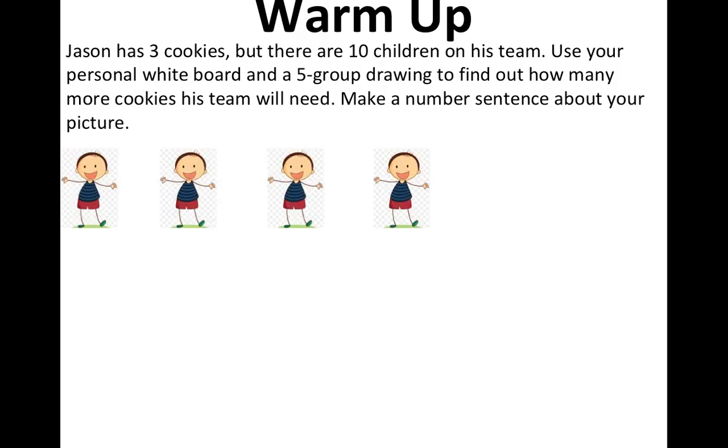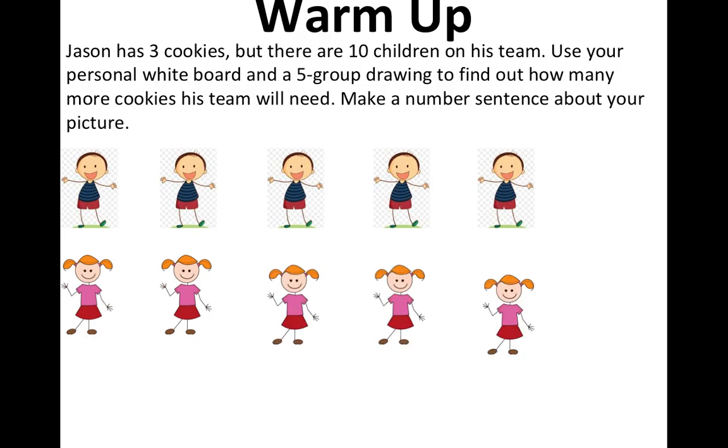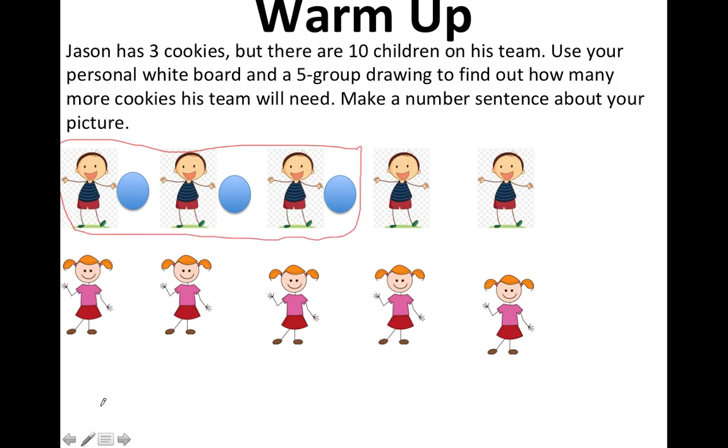So I have Jason's 10 friends, right? Because he has 10 friends, and I have to draw some cookies. So I used circles to draw cookies. But I know that he only has 3. That means the rest of the friends do not get any cookies because he doesn't have any more. So what I'm going to do right now is quickly circle the kids who have the cookies to show that they already have it. And the rest of it, I'm just going to make sure I count.